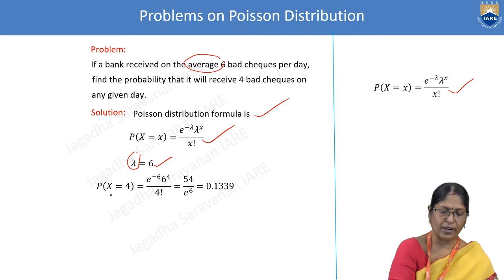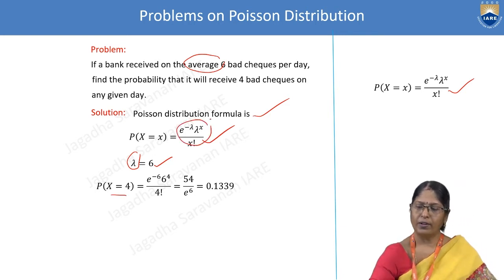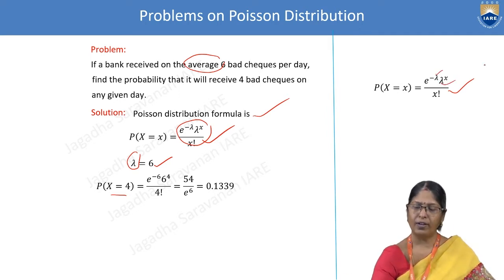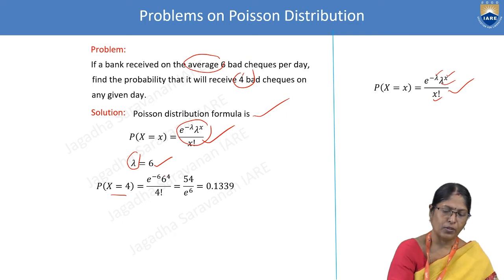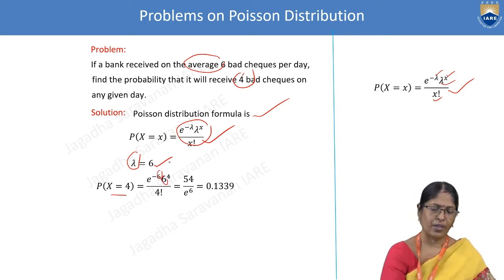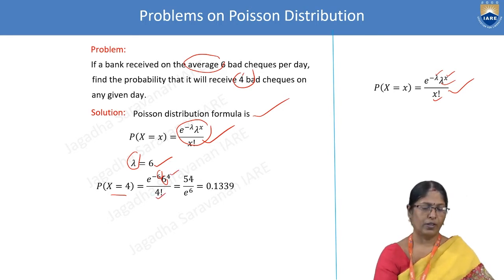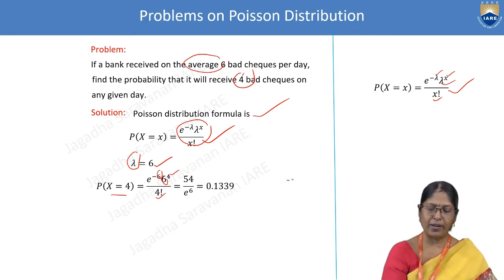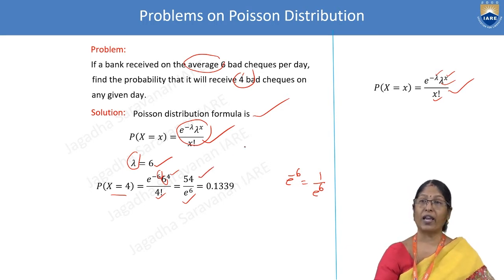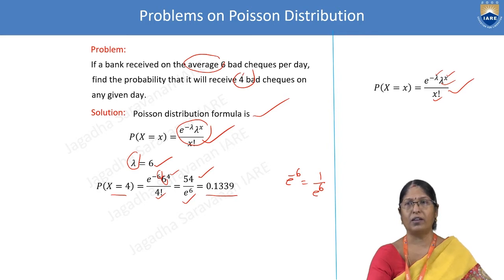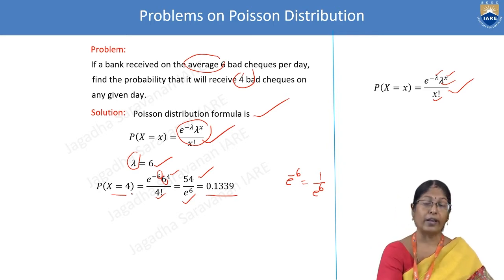Now the specific target, x, is 4. So we substitute: lambda is 6 in two places, and x is 4 in two places. And e power minus 6 is written as 1 by e power 6. After simplification, 6 power 4 by 4 factorial is 54. We can use a calculator to find the value of e power 6. The final answer is 0.1339. This is the probability when x equal to 4.